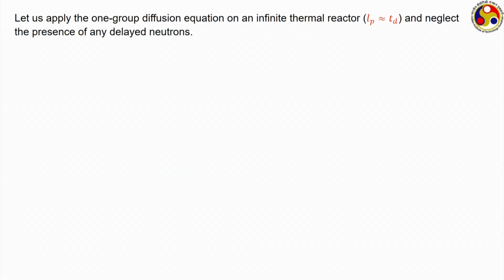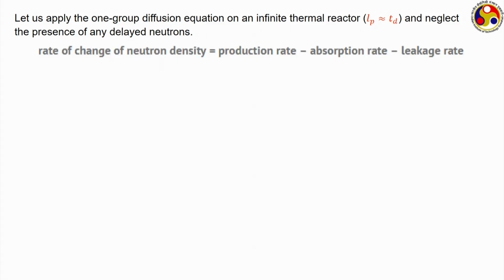Now, we have to apply the one group diffusion equation to an infinite thermal reactor. Here the reactor is infinite, and from the previous slide we are taking this prompt neutron lifetime to be equal to the diffusion time, and also we are neglecting the presence of any delayed neutron from any source. So, this is the equation that we have dealt with earlier also.